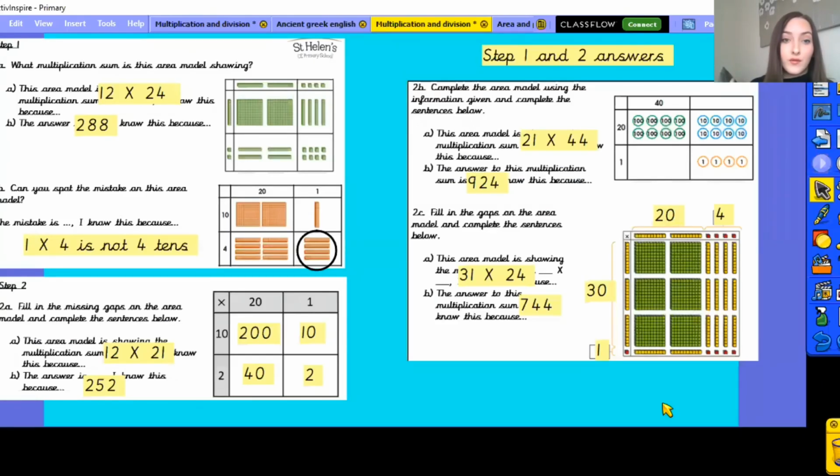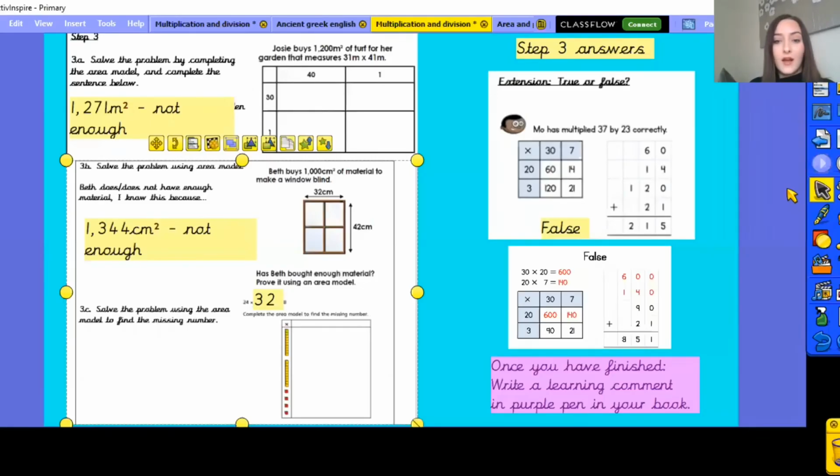Okay, well done everyone for completing your independent work. And on the board now I have the answers for step 1 and step 2 of the worksheet. So pause the video now to mark your answers in your book. Okay, and here we have the step 3 and extension answers on the board. So pause the video to mark your step 3 of the worksheet and your extension if you have done that. Once you have finished marking all of your work, could you please write a learning comment in your book? If you don't have a purple pen, that is fine, as long as you have a learning comment at the end of your work.